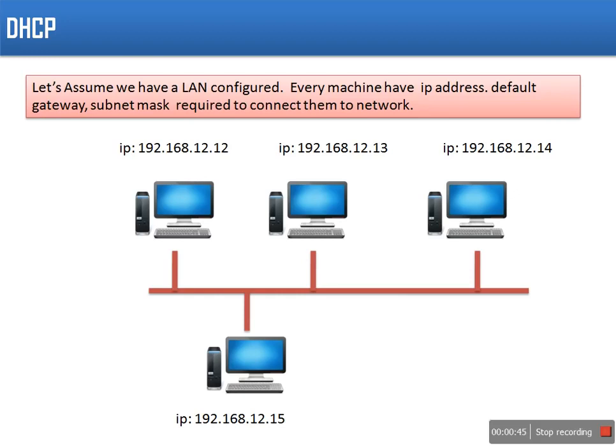First of all, we are taking a simple example. What is the need of DHCP? In this example, as you can see, we have 4 machines. Every machine has an IP address. With an IP address, in order to connect to a network, we need some other details like the default gateway, the subnet mask, and the DNS address. So all these details are required.